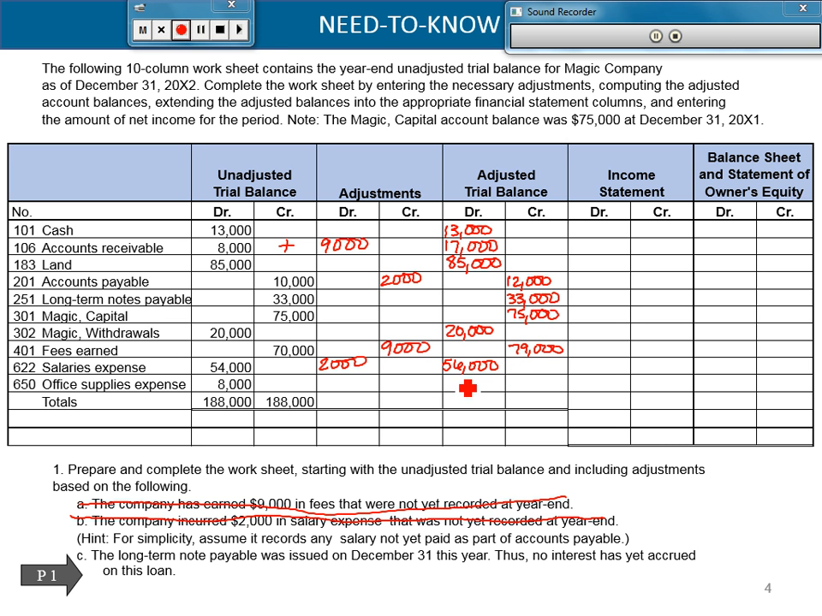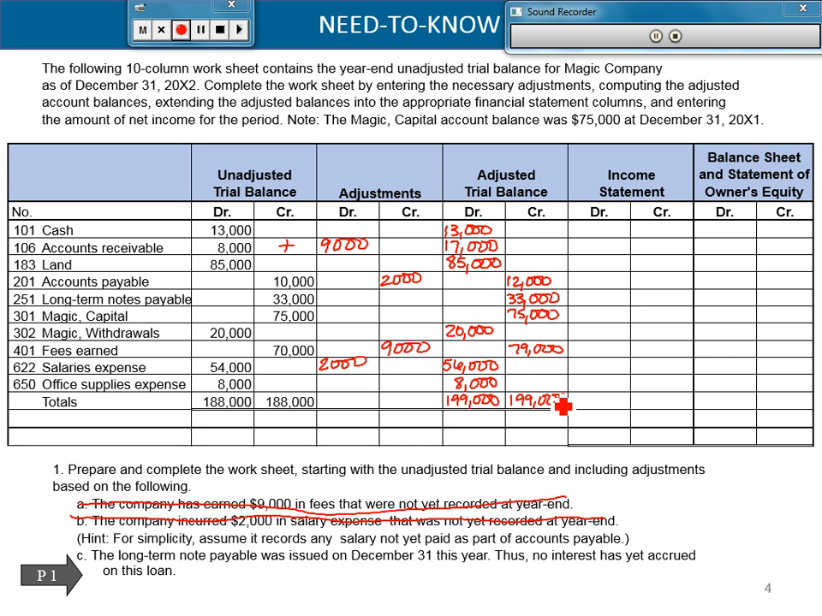Office supplies, 8,000. So can you tell me the totals for these two columns? For both columns? $199,000. It balances. Okay. So we balance on both sides, which is great, right?